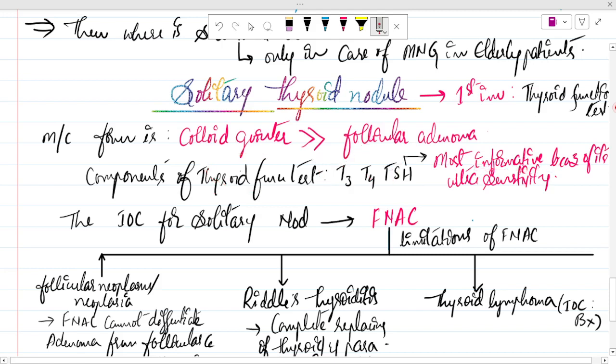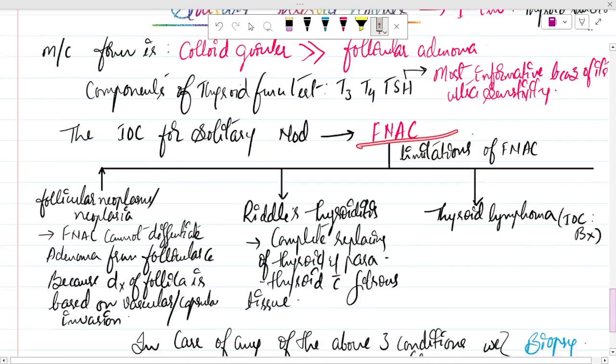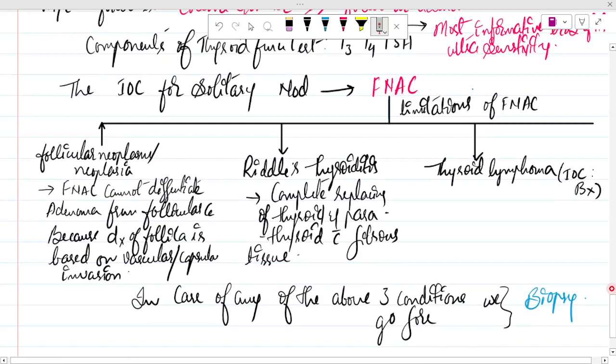Now, what is the investigation of choice? Not the first investigation. The first investigation is the thyroid function test. But what is the investigation of choice? That is FNAC, fine needle aspiration cytology.